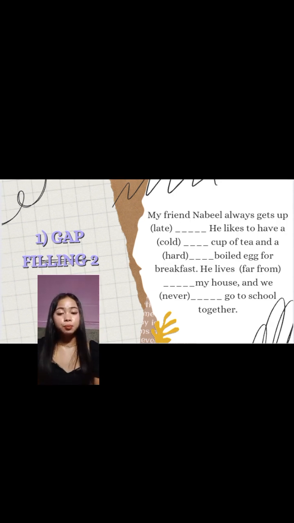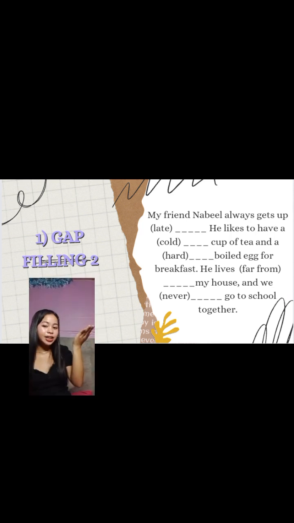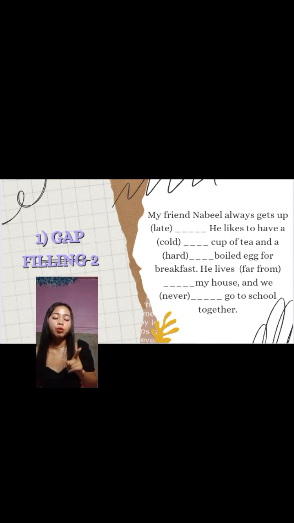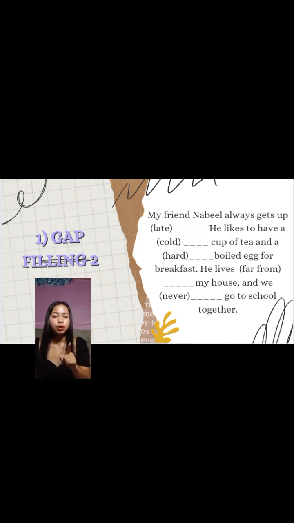Next one, let's proceed to number 2, which is gap filling 2. Here's the example. I want you to look at the words in the bracket. Write a word which is opposite in meaning to each bracketed word. So the word inside the bracket, we're going to find the opposite word of that word inside the bracket. Okay? And now let's have this example.